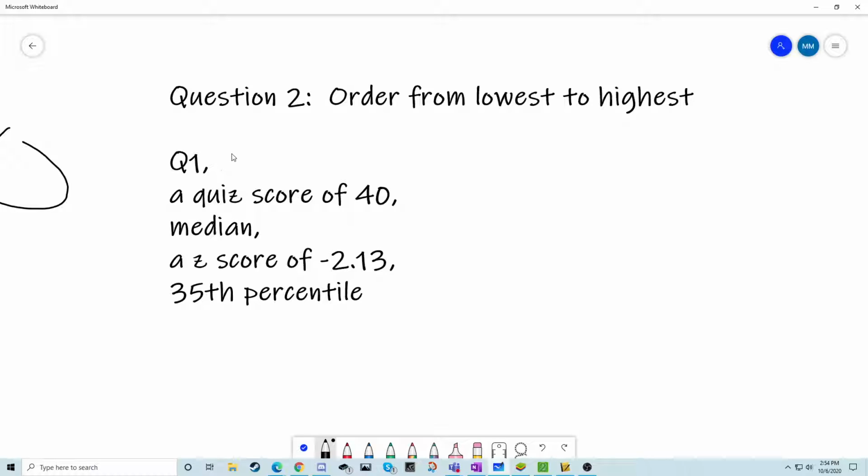Q1 is a quarter of the way up the data in a box plot. That means 25% of the data points are below it, meaning it's in the 25th percentile. So I'll just write 25% for sure. The median is the halfway point, so it is at the 50th percentile.